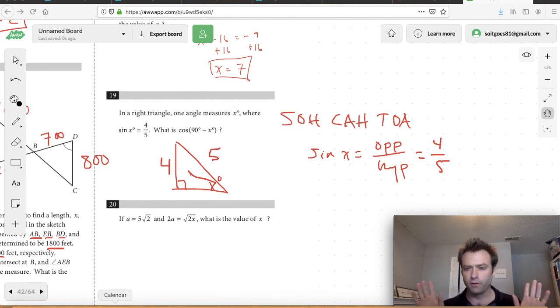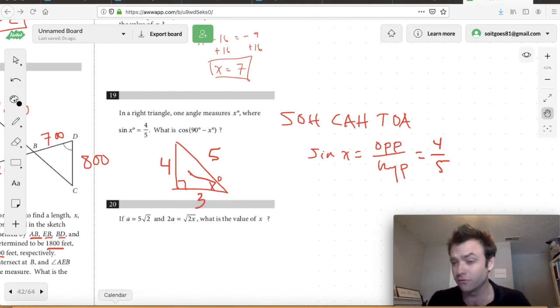Alarms should be going off here. You're like, oh, we've got one side 4, one side 5. It's going to be a 3-4-5 right triangle. They love testing on 3-4-5 right triangles on the SAT. You're going to see lots of them, and lots of multiples of 3-4-5 right triangles. Be on the lookout for it. I don't think we even needed to solve for that value. You could use the Pythagorean theorem if you wanted to, but you can assume it's probably going to be a 3-4-5 or a multiple of that.